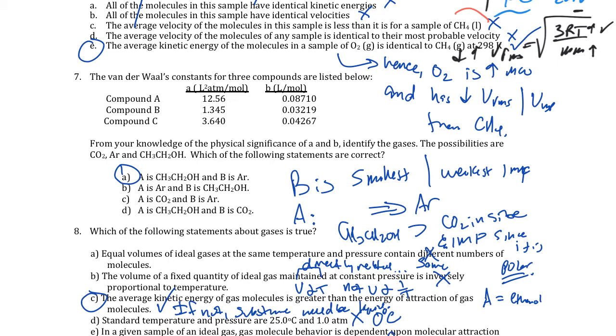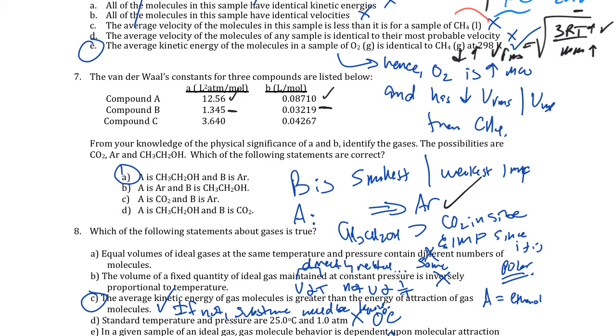So argon being a single atom should give it the smallest B value, and it's also nonpolar and, again, pretty small in terms of its actual molecular size. That's going to point towards B being argon. And then A has the largest A value, the greatest intermolecular force of attraction, also the most space occupied by the molecule. That really looks like ethanol.